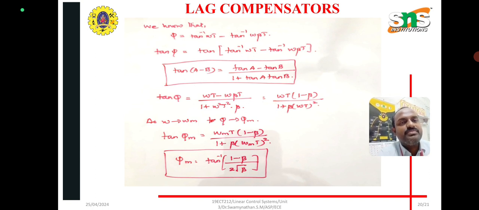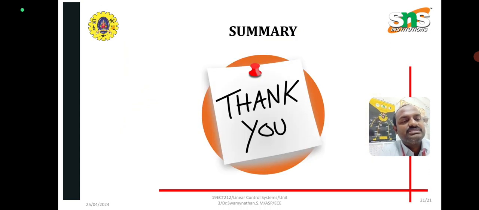From this you can get phi, the phase angle, equal to tan inverse omega T minus tan inverse omega beta T. So take tan of tan inverse omega T minus tan inverse omega beta T. From this you can use the formula tan (a minus b) equals (tan a minus tan b) divided by (1 plus tan a tan b). Then substitute omega equal to omega m, and phi equal to phi m. So you can get phi m equal to tan inverse of (1 minus beta) divided by 2 root of beta. So this is the lead compensator and lag compensator.